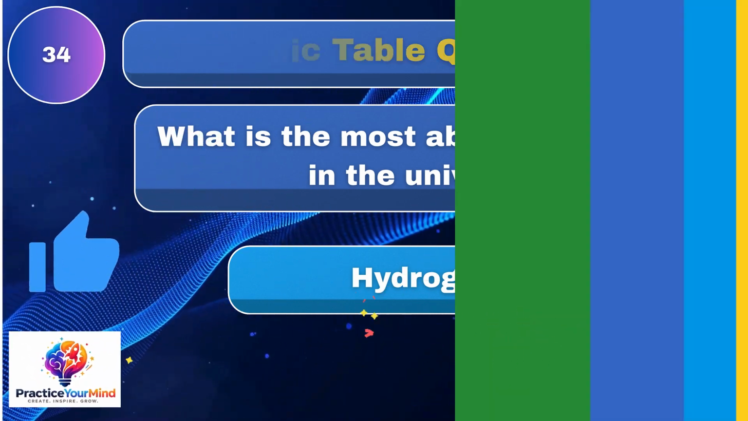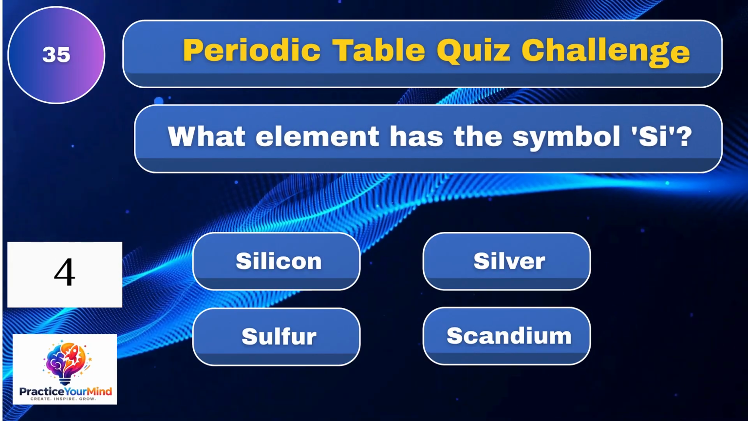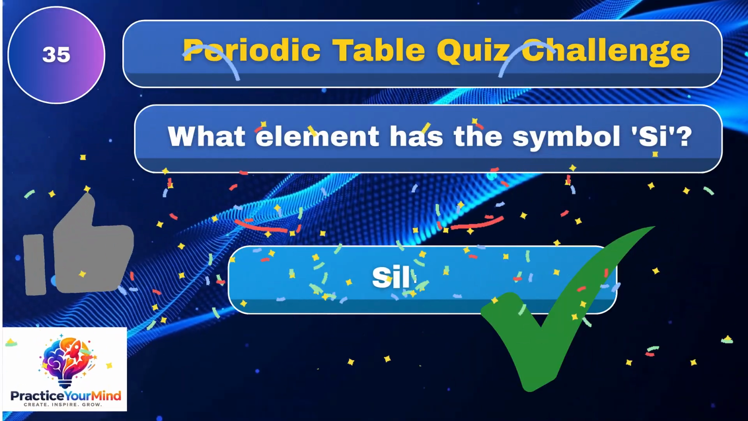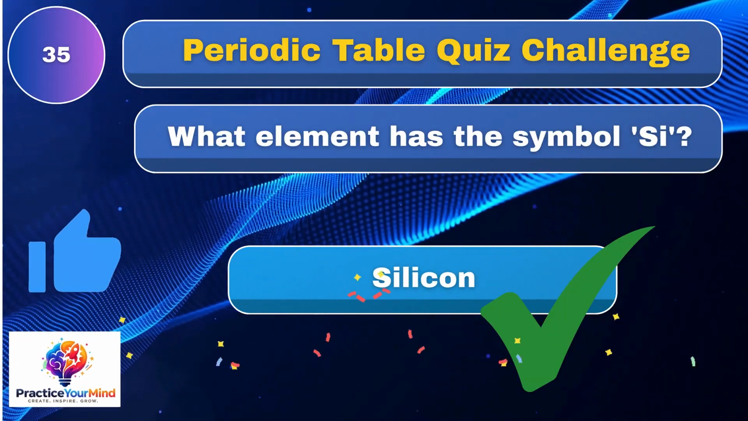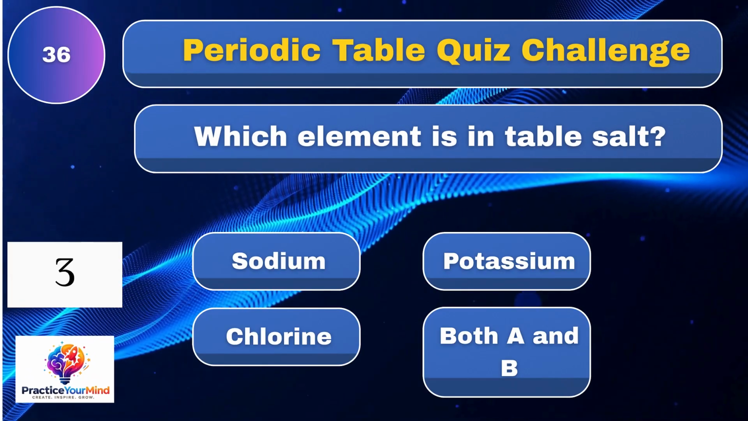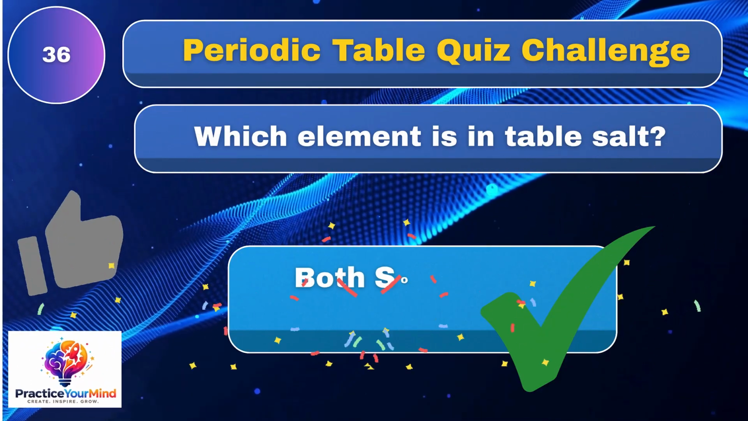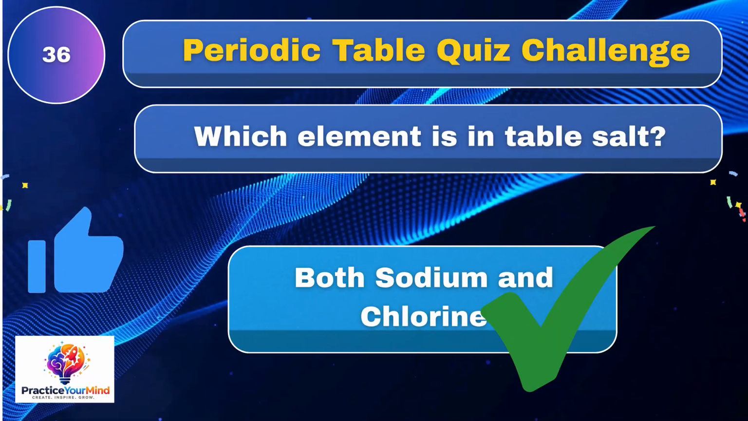Let's continue with question 35. What element has the symbol C? Nice. C stands for carbon. Onward to question 36. Which element is in table salt? Great answer. Salt contains sodium and chlorine.